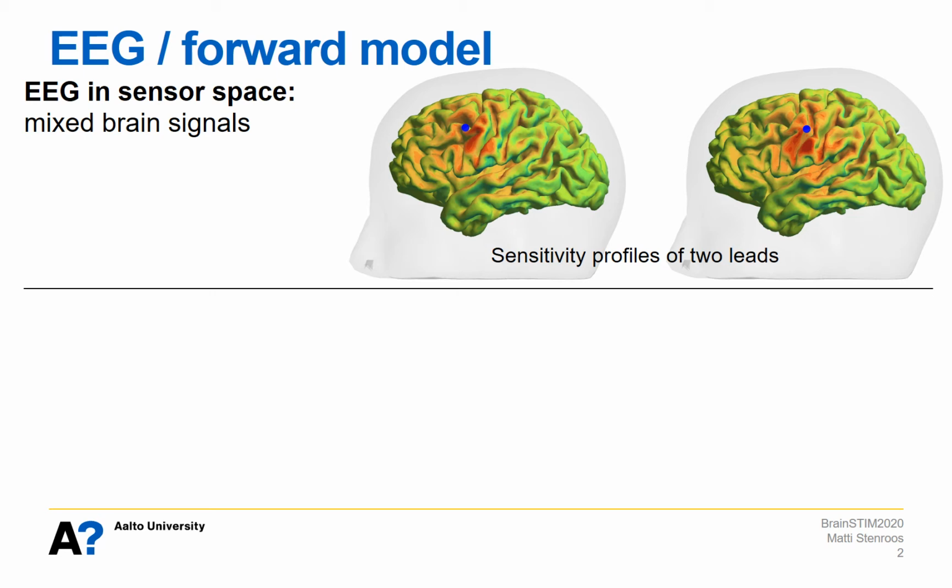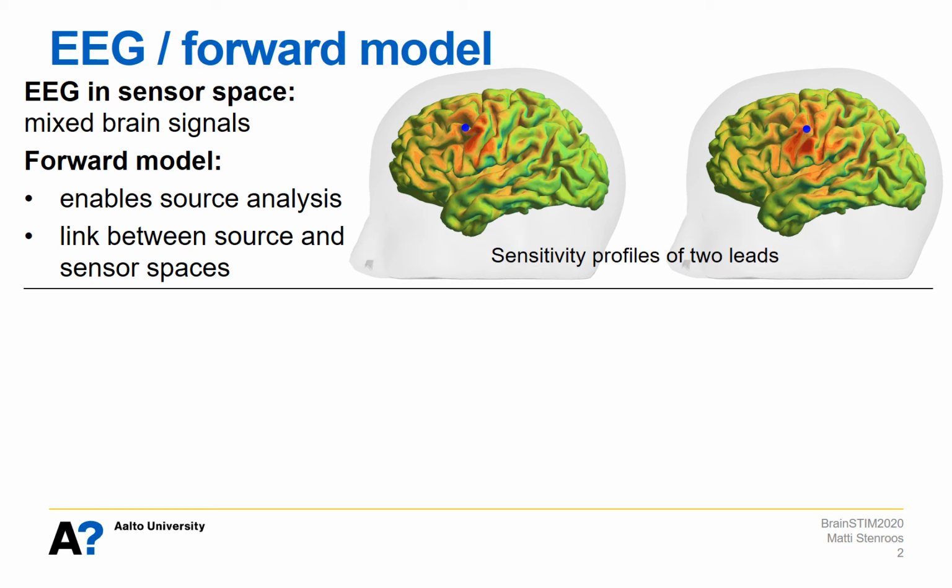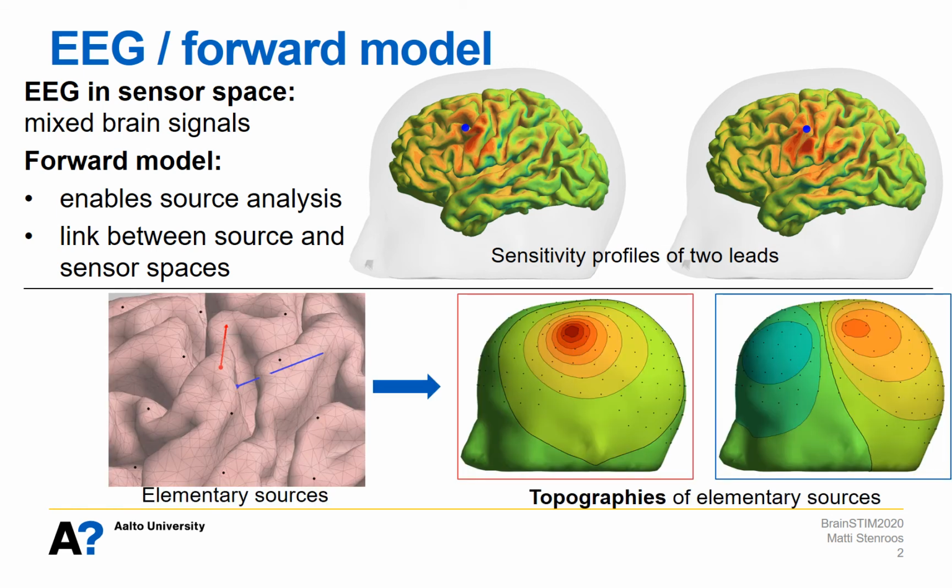To unmix the signals and to interpret EEG in the brain frame of reference, we perform source analysis. In all source analysis techniques, the measured signals are projected on modeled topographies of elementary cortical sources. The topographies are computed using an EEG forward model. Here you can see example topographies of two nearby sources.